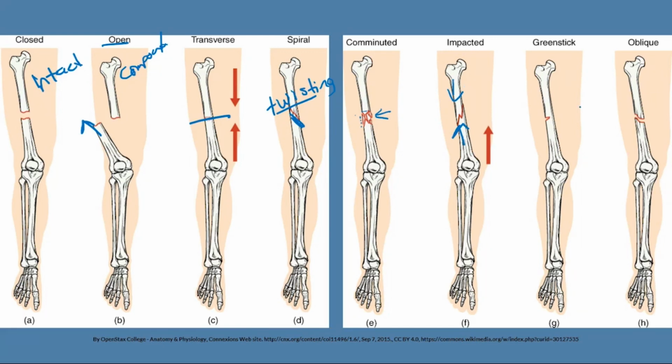Now, greenstick fractures is when it doesn't fracture all the way through. This happens in children when their bones are still a little bit softer and more flexible. It bends, but it only splinters on one side and doesn't actually crack all the way through, just like a stick would. And then an oblique fracture is one that is diagonal or vertical or asymmetrical.